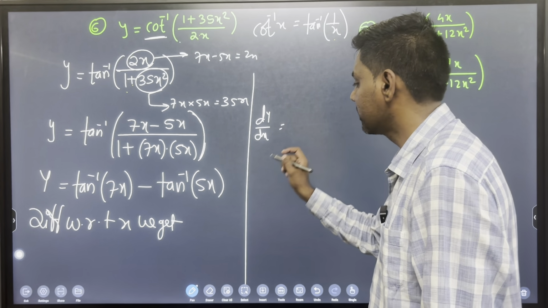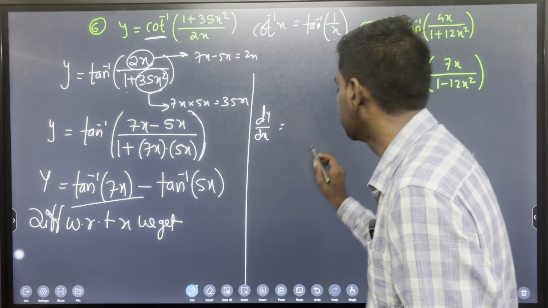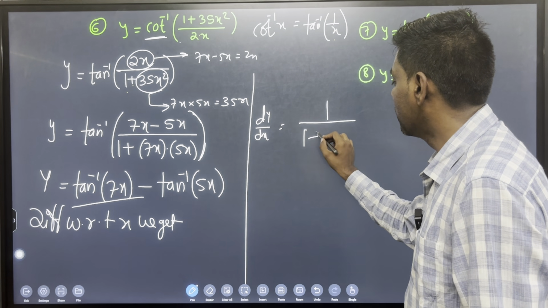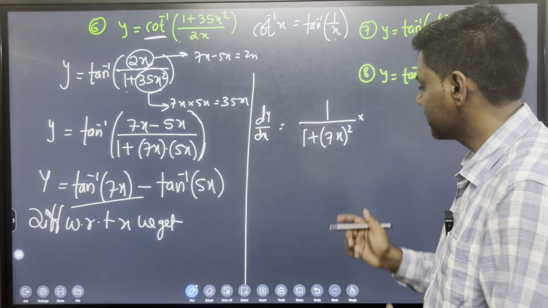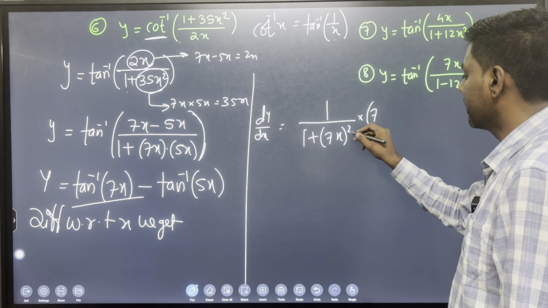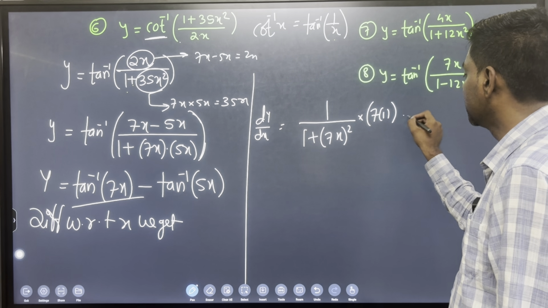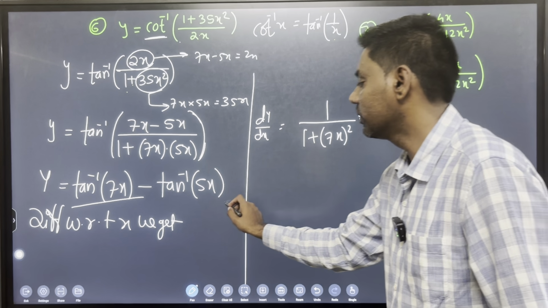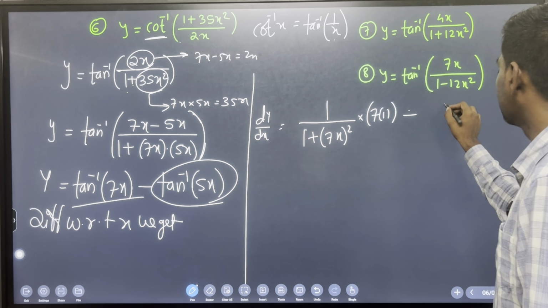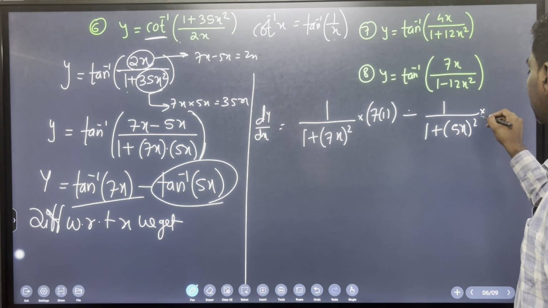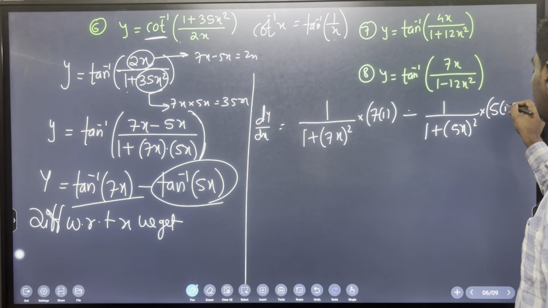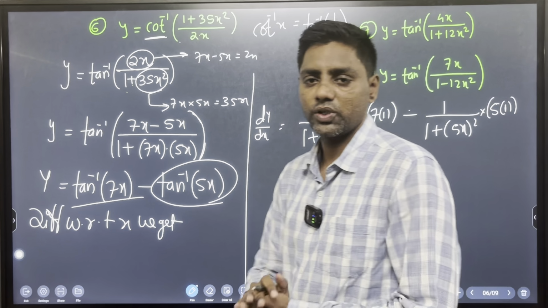So according to that, we apply it here first. That is 1 upon 1 plus x square. Here 7x is present. What is the derivative of it? Again 7, and the derivative of x is 1. Next, take the derivative of tan inverse 5x. So 1 upon 1 plus 5x square, and the derivative of that is 5, as it is constant, and the derivative of x is 1. We complete the question.